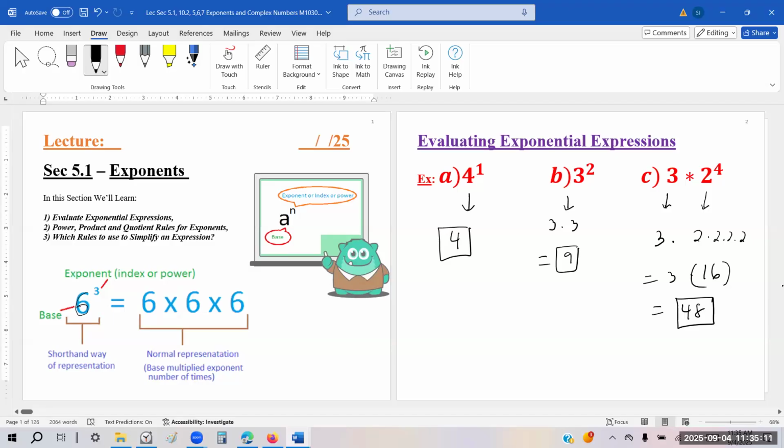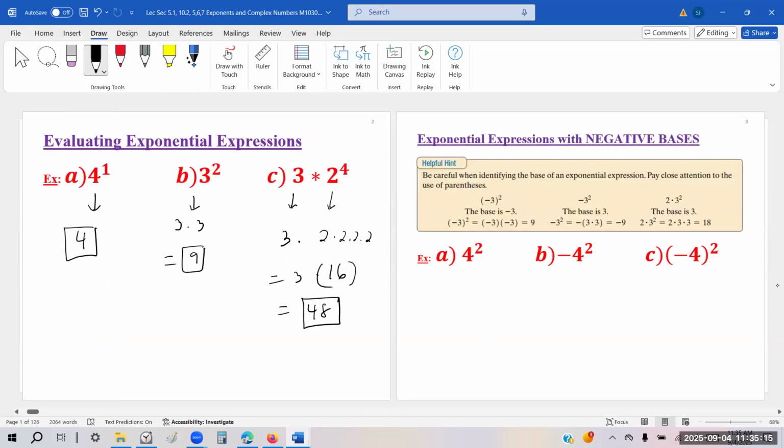Questions so far? Easy, right? Let's see. How about you have a negative on the base? Just because you see a negative, it doesn't mean the base is a negative. Okay? First, you have to identify what your base is.